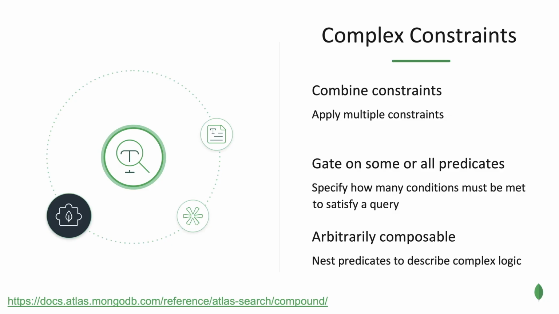Using the compound operator, we can combine our constraints. We can determine how we want our documents to have to satisfy those constraints for them to satisfy our query. And we've made this in a way where we can arbitrarily compose different queries to contribute to the score.